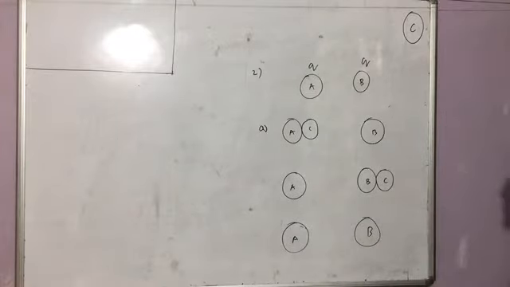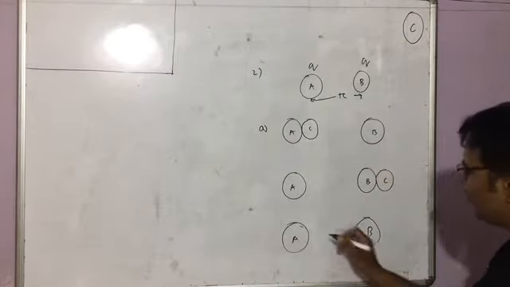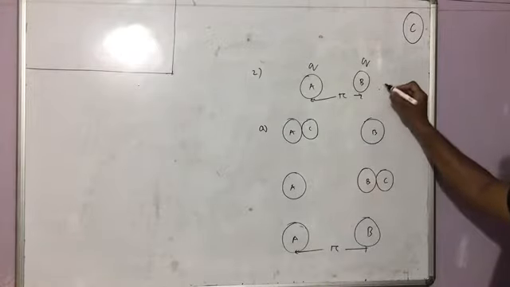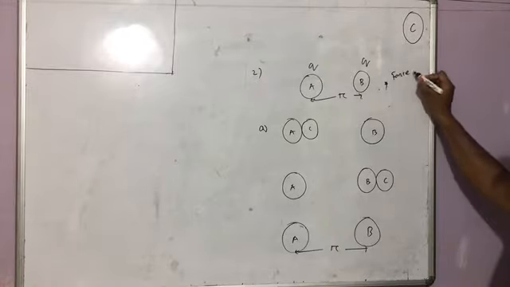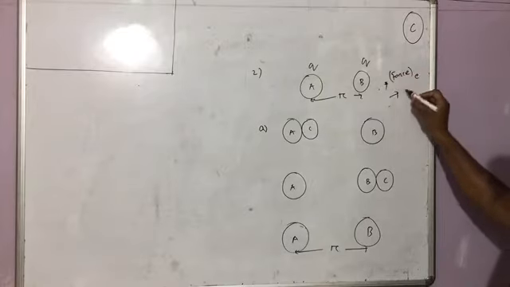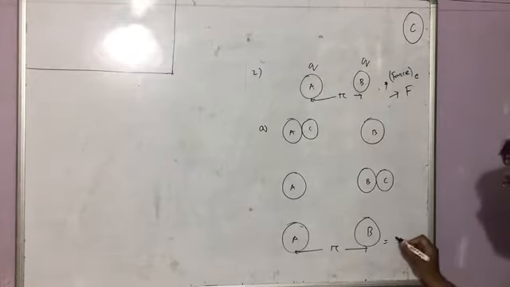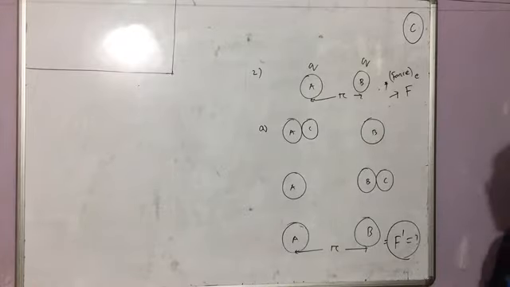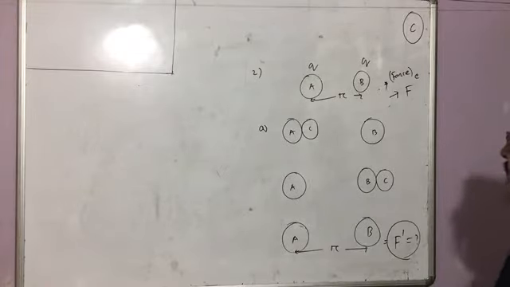The question here is, suppose the distance between them is R, and here the distance between them is the same R. If the electrostatic force between A and B is F, and in this case let's say the force is F dash, then establish a relation between F dash and F. It's the most important question. So try to solve it one by one.